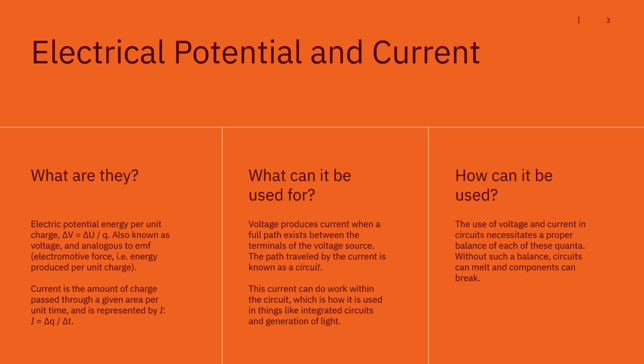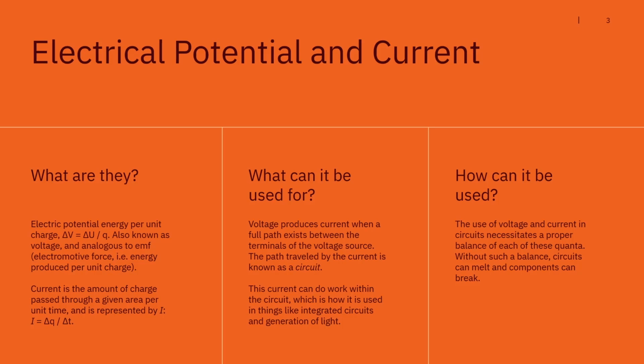So, electrical potential and current, what are they? A differential in electrical potential, commonly referred to as voltage, is a measure of the difference in electric potential energy per unit charge. It is analogous to the electromotive force, or EMF for short, which is essentially the energy produced per unit charge. The relationship between the EMF and the electrical potential differential can be seen as analogous to the relationship between kinetic and potential energy.